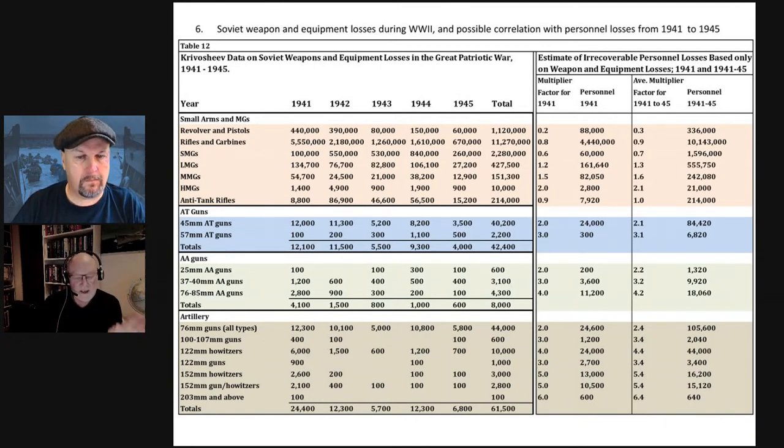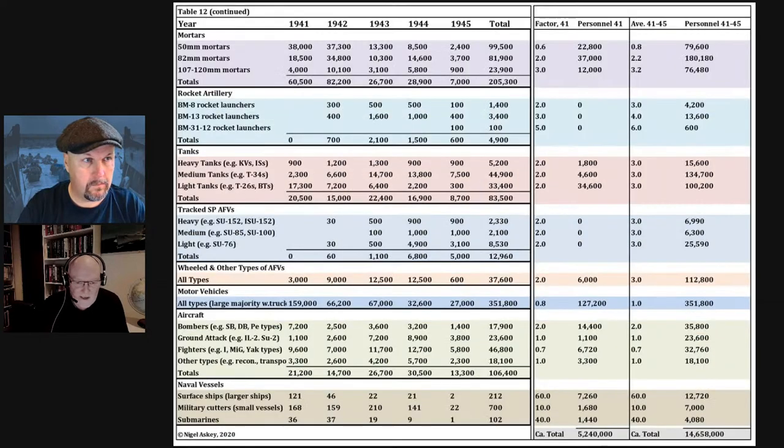What's interesting here is if we go back to what I was talking about, Hitler claiming 20,000 tanks. Well, if we go to the next slide, under tanks, you can see that the Russians admit to losing 20,500 tanks in 1941. They lost approximately 17,300 of the light tanks, T-26s, 900 KVs, and 2,300 T-34s. So they lost over 3,000 T-34 and KV tanks in 1941.